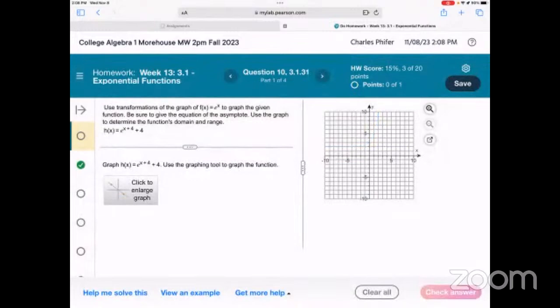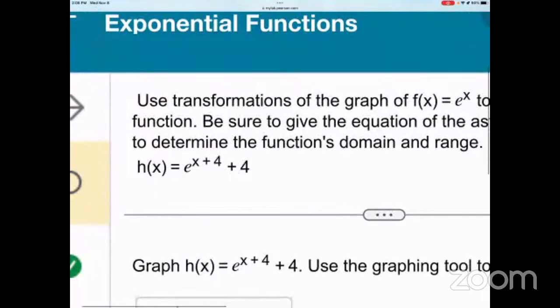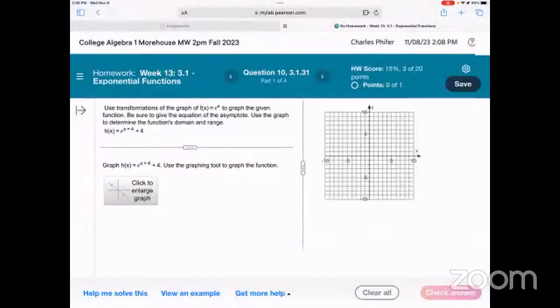Use transformations. Okay, so we have two transformations at play here. We started with an exponential function. And again, the recommendation is to work your way from the inside to the out. So first we added a 4 on the inside of our base function. That should move the original graph to the left by 4. And then we added 4 on the outside, so it should go up by 4. So just an exponential function, left 4 and up 4.